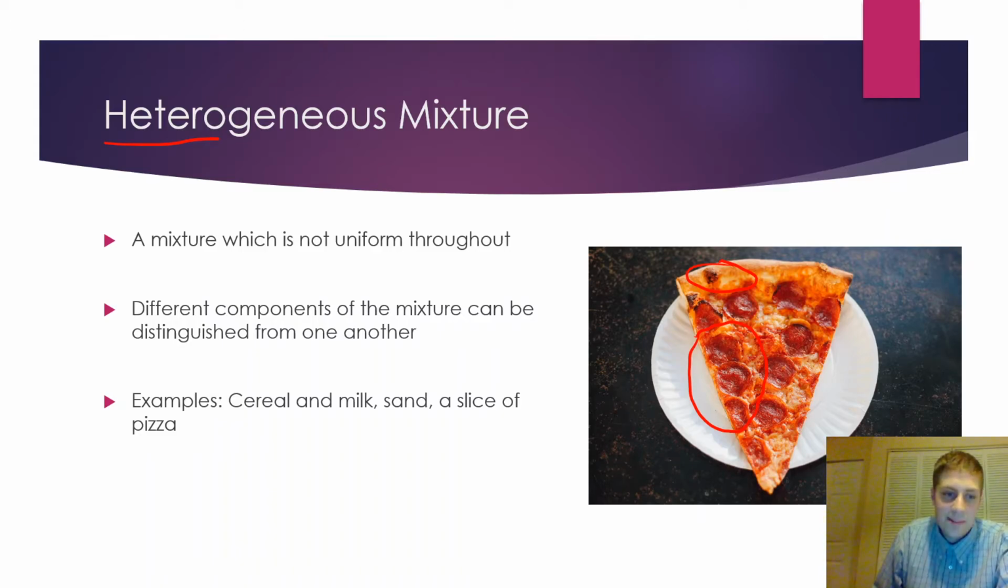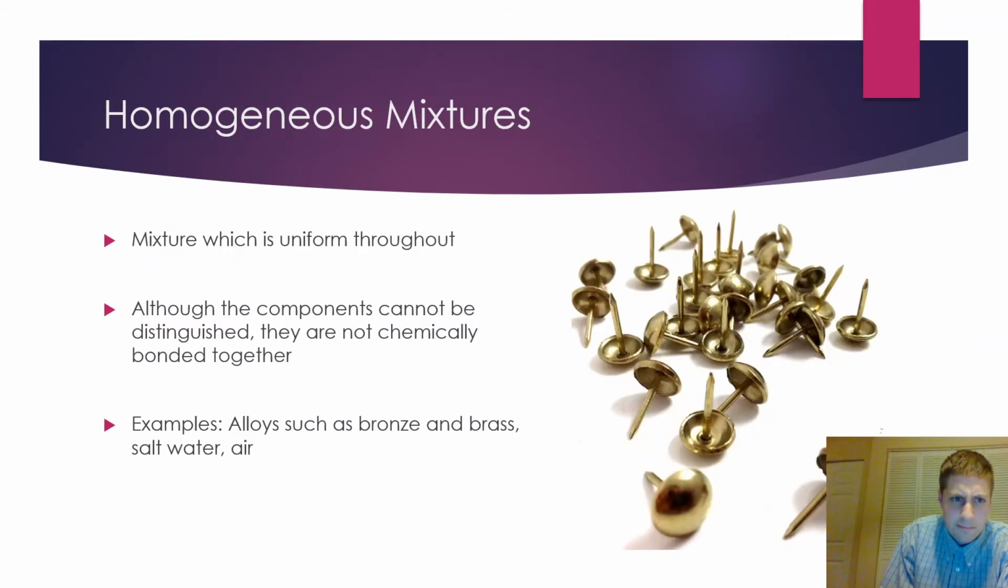So some examples: a bowl of cereal with milk, right? I can point out there's the cereal and there's the milk. Sand, you have to look a little closer. You might even have to look under a microscope, but you can still, if you look closely enough at sand, you can see those individual grains, those individual rocks that look slightly different. So it's not uniform throughout, right? You can distinguish the different components.